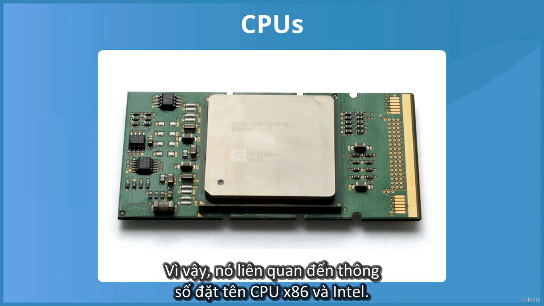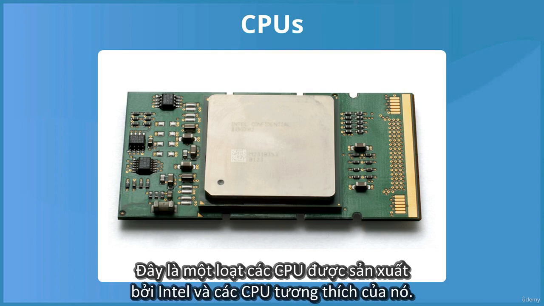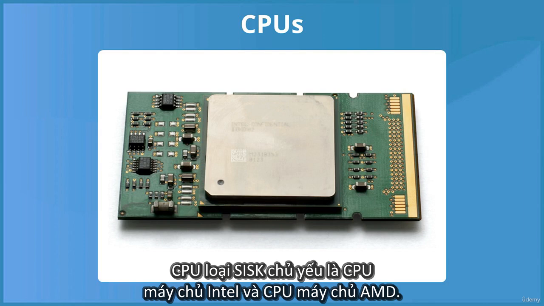So it refers to the x86 in Intel CPU naming specification. It was a series of CPUs produced by Intel and its compatible CPUs, CISC, which are based on the PC or personal computer architecture. So these CISC-type CPUs are mainly Intel server CPUs and AMD server CPUs.